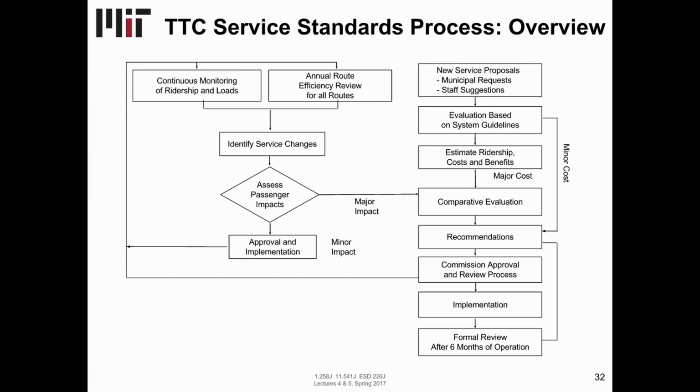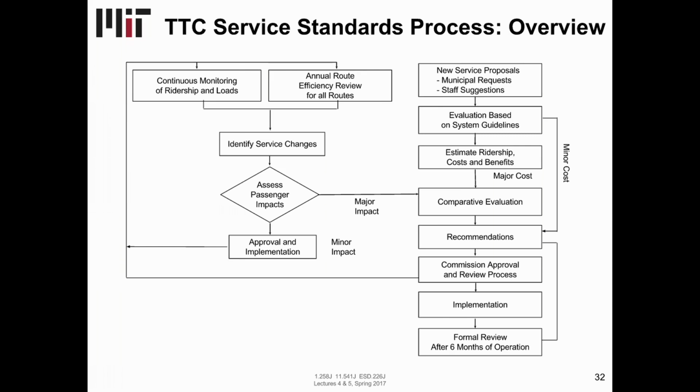First, you get some requests from municipalities and some suggestions from the staff about new service proposals. Then, if these proposals pass your system guidelines, there would be two possibilities. If they're minor costs, they go directly to recommendation. If they are major costs, then you need to do a benefit cost analysis, which includes estimation of ridership and estimation of costs and benefits.